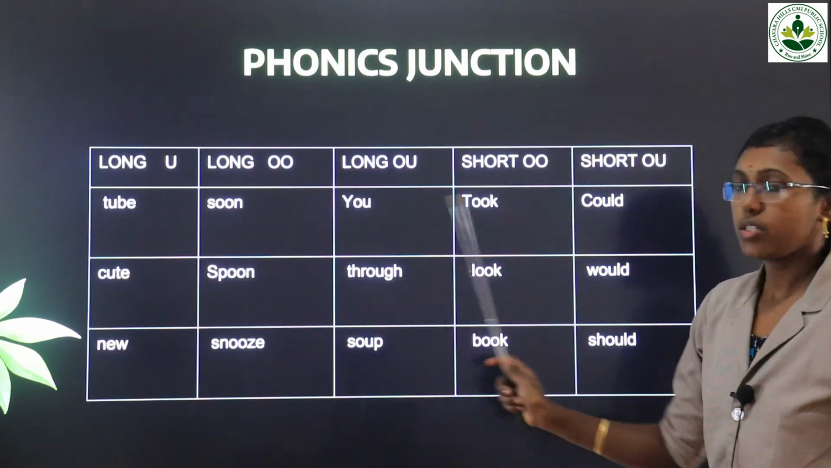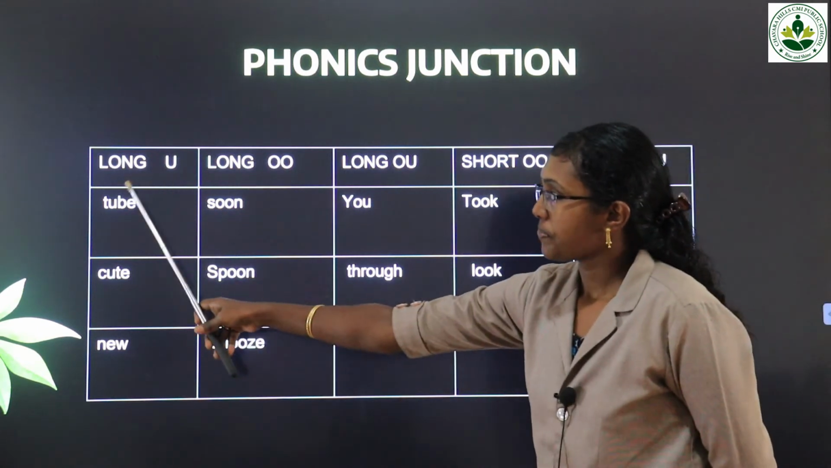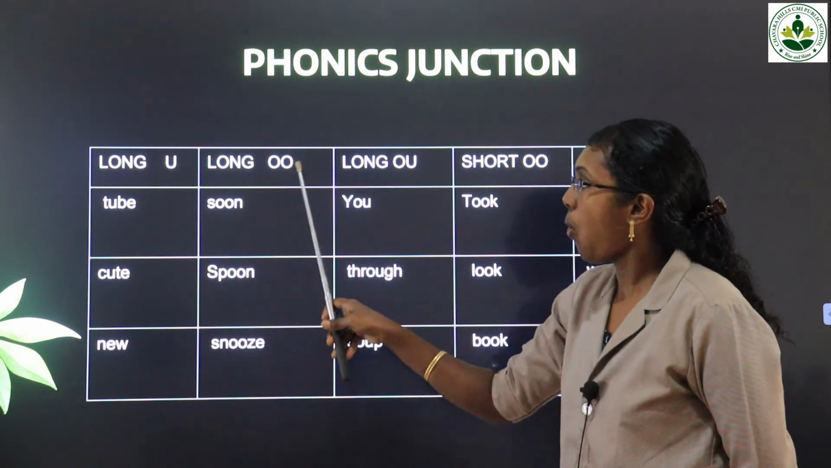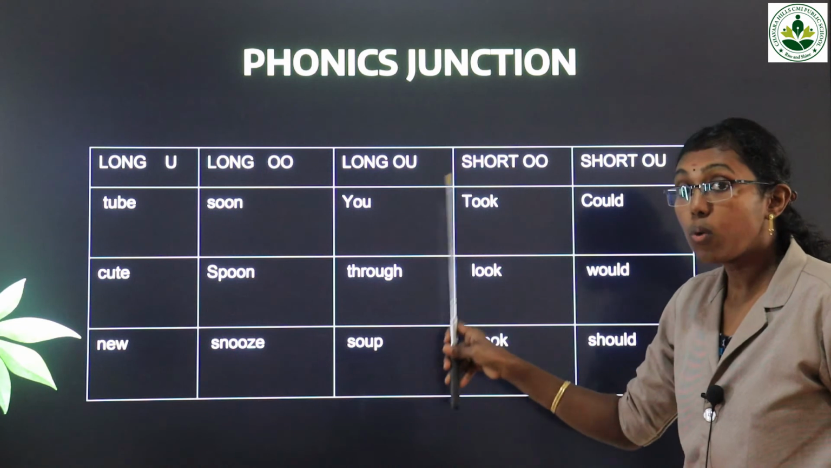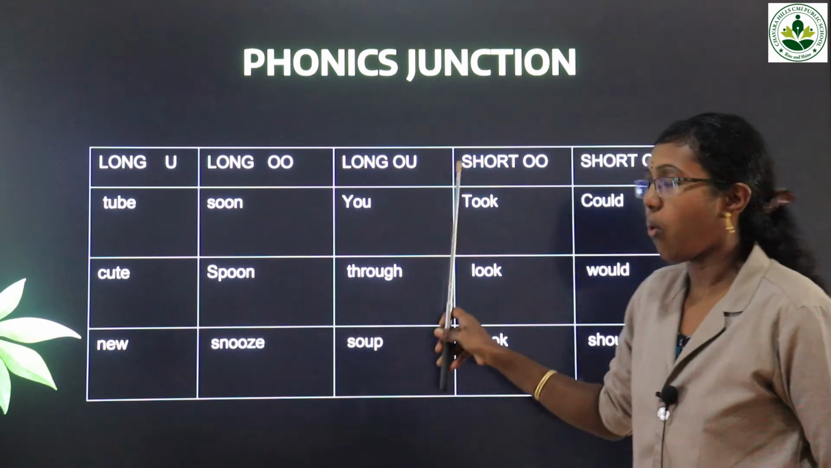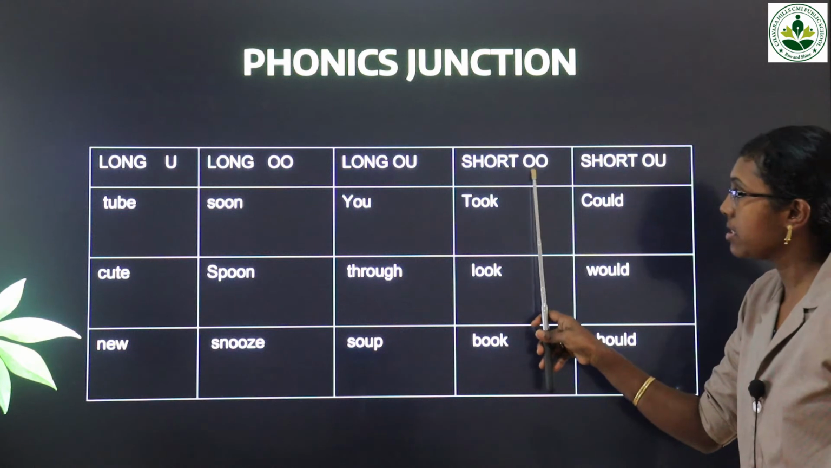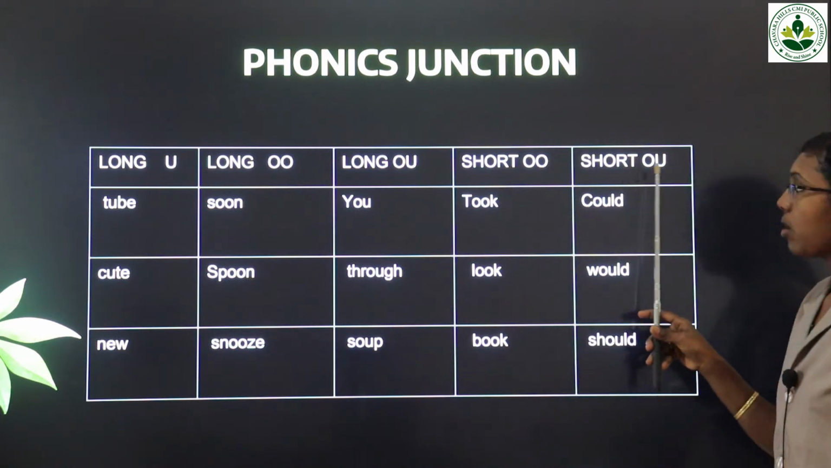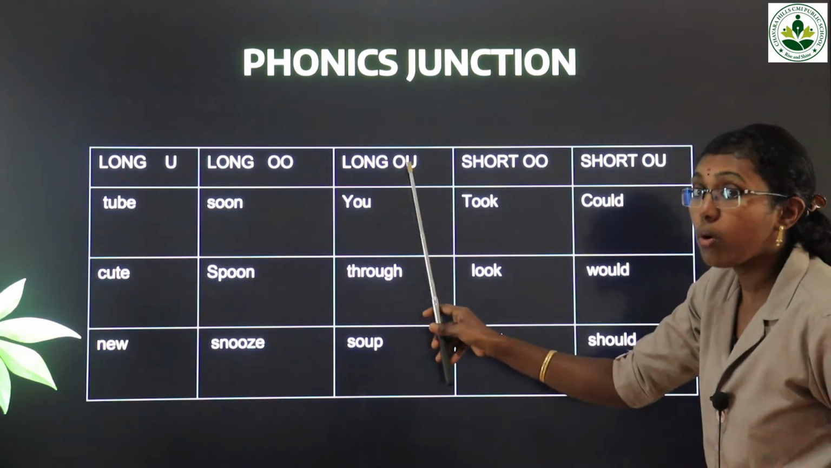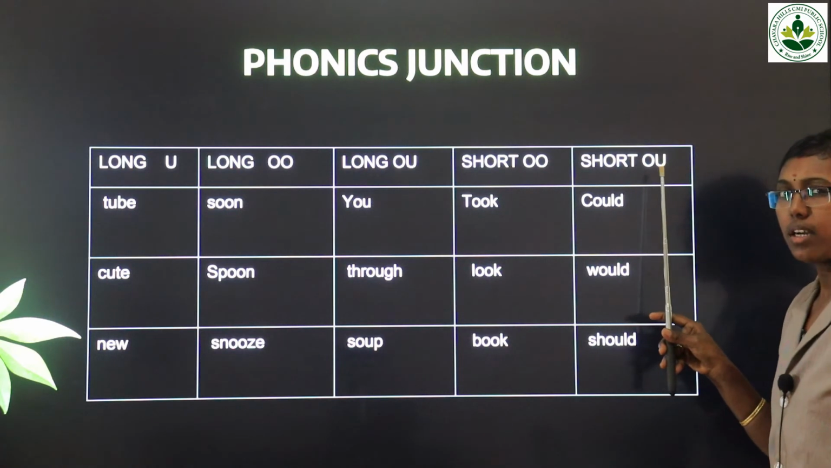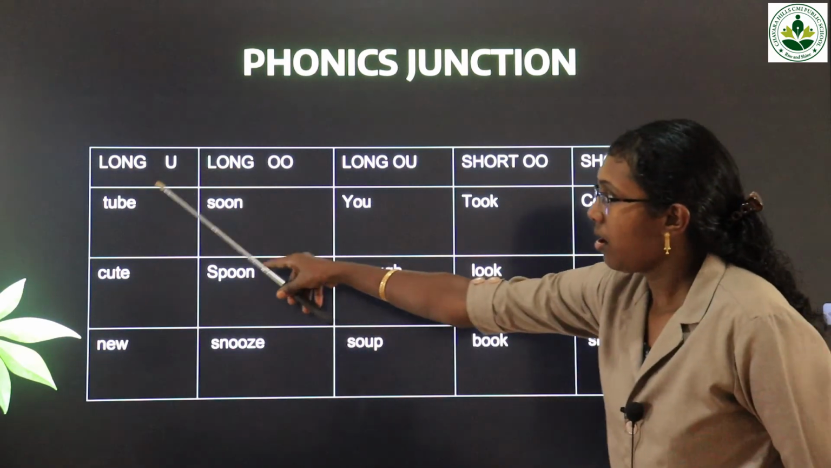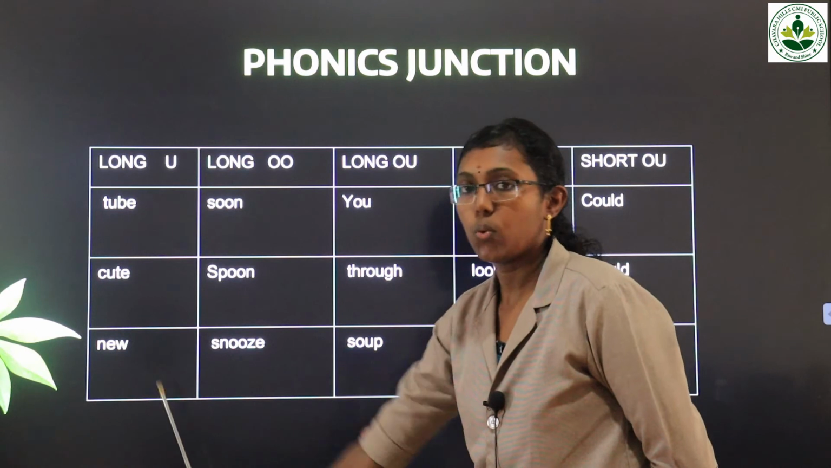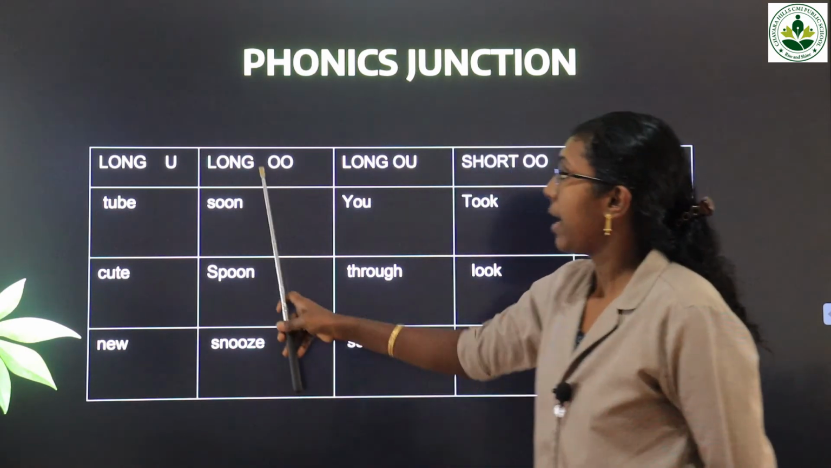Then the Phonics Junction is for your reading. We have to read all the words. First one, long U sound, long O sound. Then short O. Even if double O is written, how do we pronounce it? Simple O. Here long O is there, and there it is short O. Only a minute difference is there. Long U sound: tube, cute, new. The U sound is long.